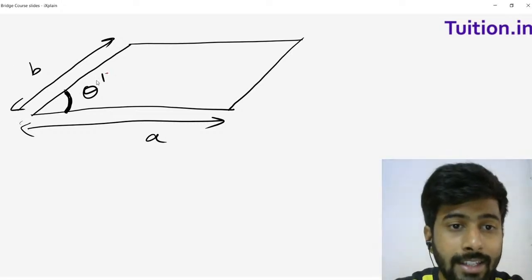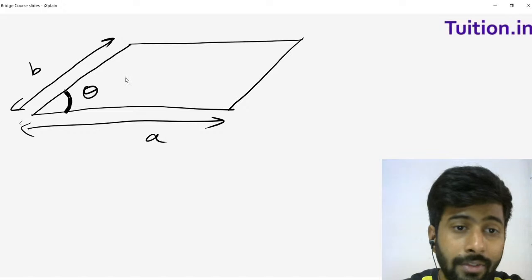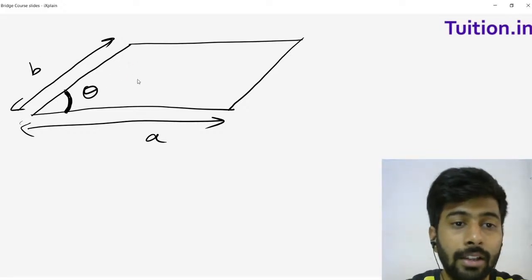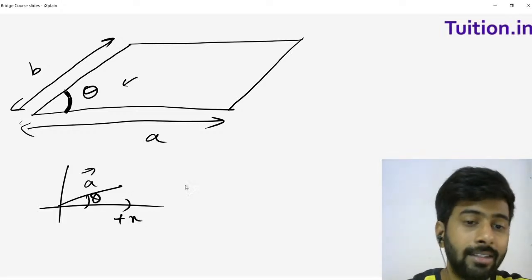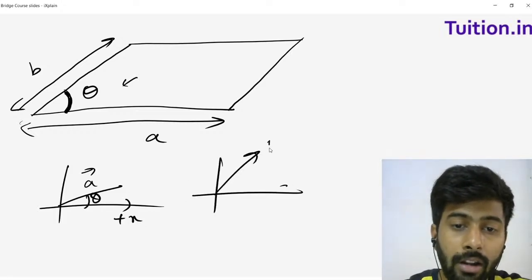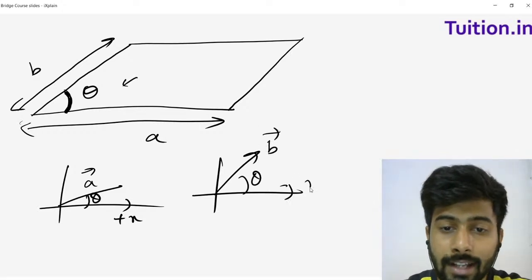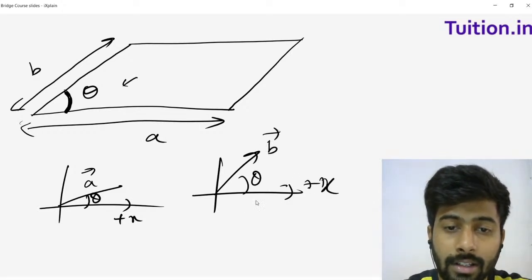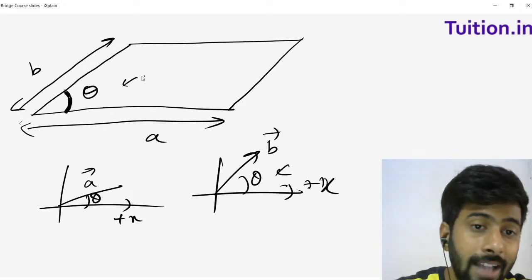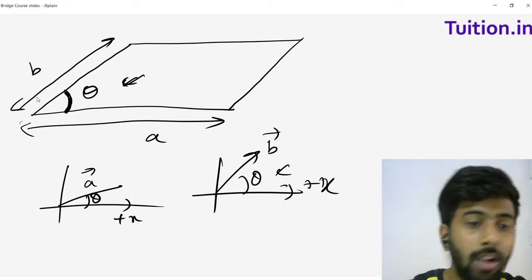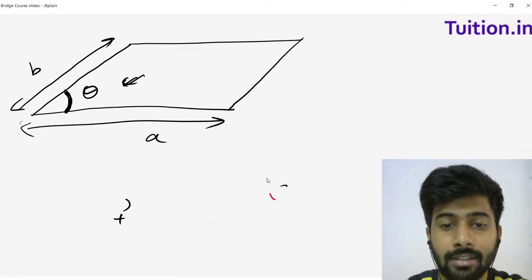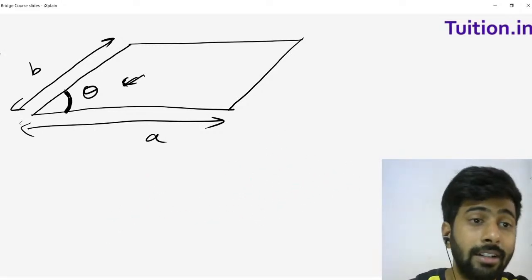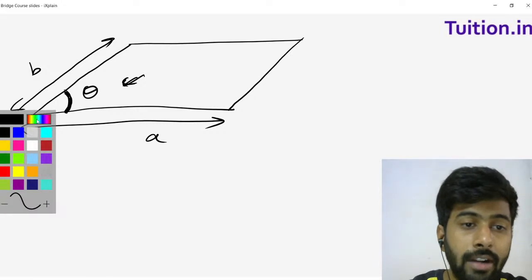Even if I call this as theta here, I want you to notice the difference between this theta and that theta. That theta was, if I have a vector a bar, the angle that it makes with the positive x-axis is theta. If I have a vector b bar, the angle that it makes with the positive x-axis is theta. But this theta is the angle between a and b, right? This is not the angle that it's making with positive x-axis. So understand that difference. And now let's try to derive it.